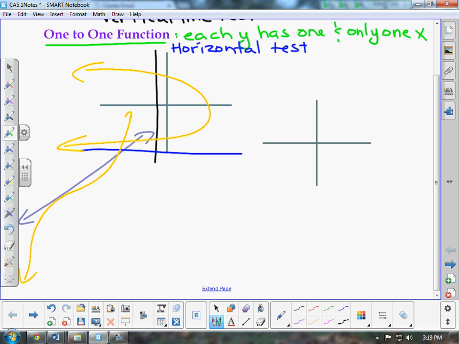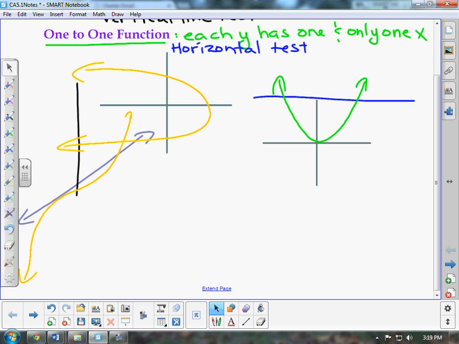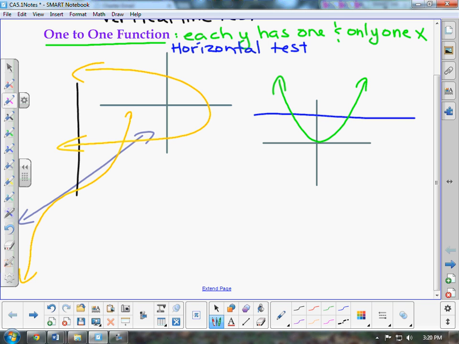A one-to-one function, say we have this. It is a function because it passes the vertical line test. But if we take our horizontal line and put it here, it hits it in more than one spot. So because this x and that x have the same y value, it's not one-to-one.